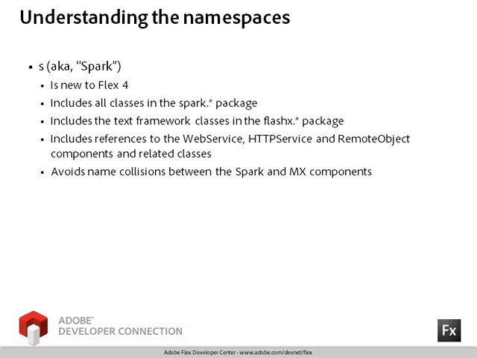The S or Spark namespace contains all of the new Spark components and text framework classes available in Flex 4. You will also reference the data services components for web service, HTTP service, and remote object calls from the Spark namespace. Lastly, the Spark namespace avoids confusion between the Flex 3 MX components and the Flex 4 Spark components, which you will learn about in the next video. For now, just understand that the Spark and MX libraries include components that have the same names.